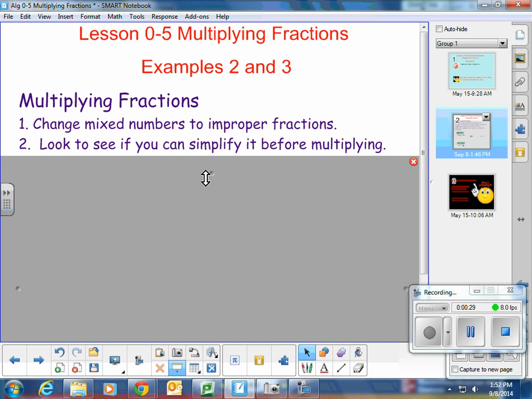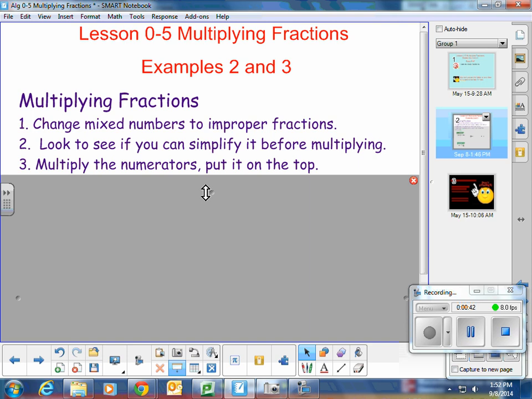If you look to see if you can simplify it before multiplying, meaning you want to look for a numerator and denominator that both can be divided by the same number, and you do that before you continue on. You don't have to do that step, but it makes it easier in the end.